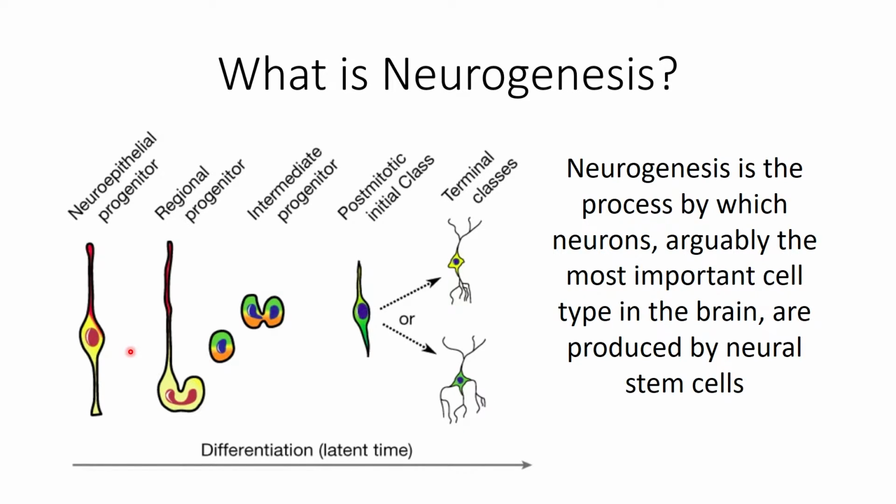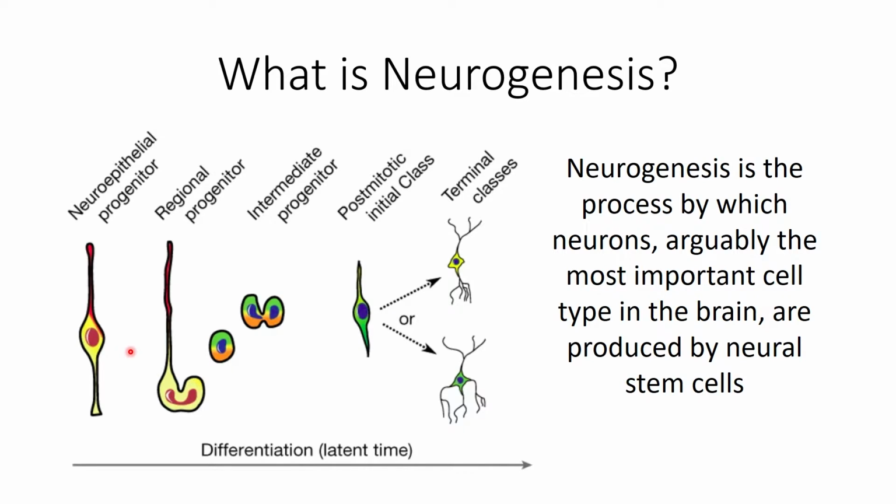So neurogenesis is the process by which neurons, which I would argue are the most important cell type in the brain. Those of my colleagues that work with astrocytes might disagree. I wouldn't say that astrocytes aren't important. Of course they are, but let's face it, neurons do the workhorse type work of the brain and make it the most interesting part. Neurogenesis is the process by which neurons are produced by neural stem cells.